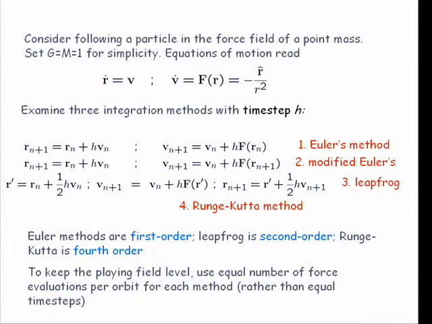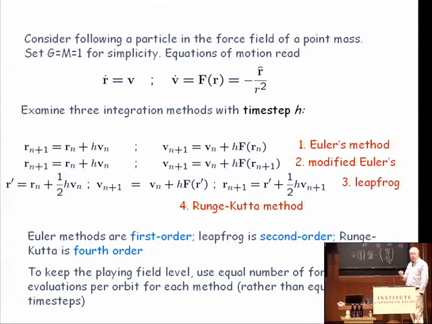So to try to persuade you of this, I'm going to describe a very simple system. A particle, a test particle, orbiting in the force field of a point mass. I'll set the mass of the attracting body to unity. I'll set G to unity. And that means that the equations of motion are simply that the rate of change of position is velocity. Rate of change of velocity is the force, which is a minus attractive 1 over r squared force.